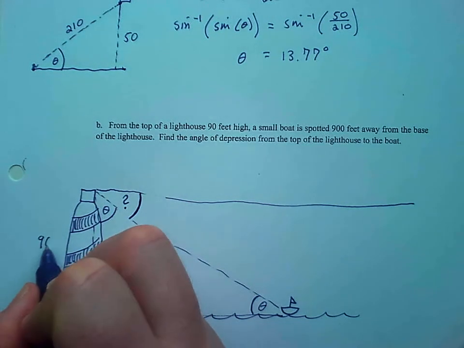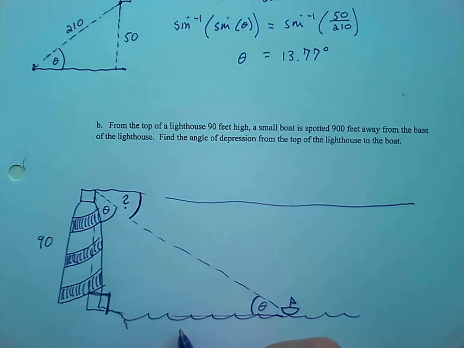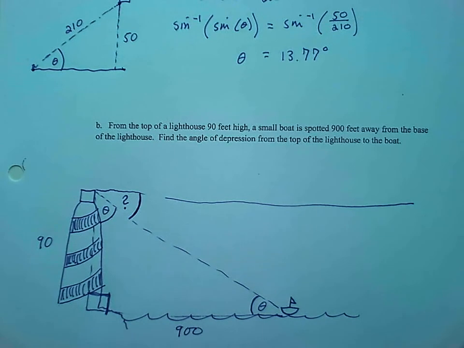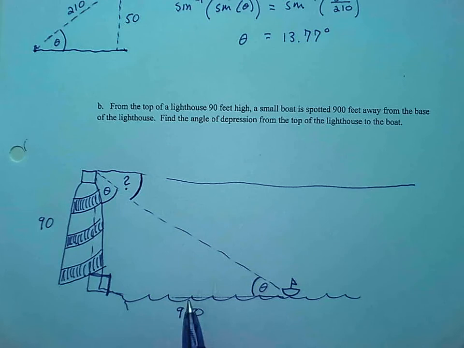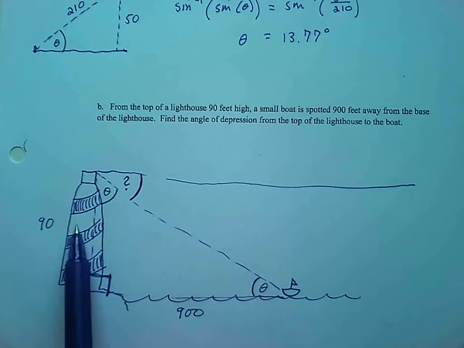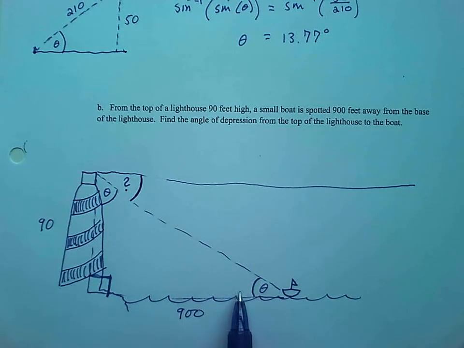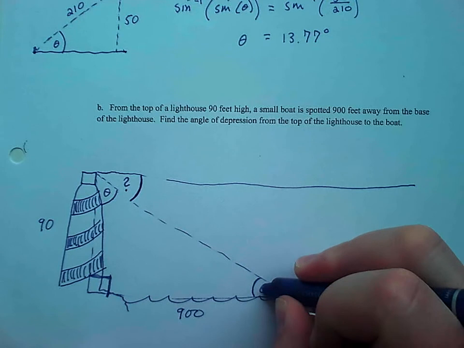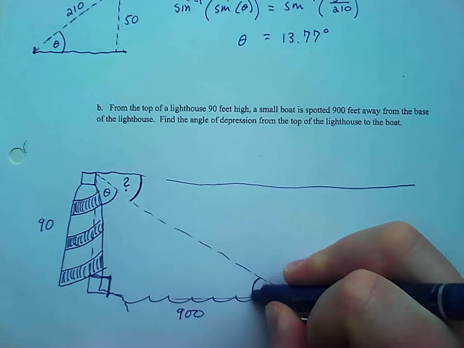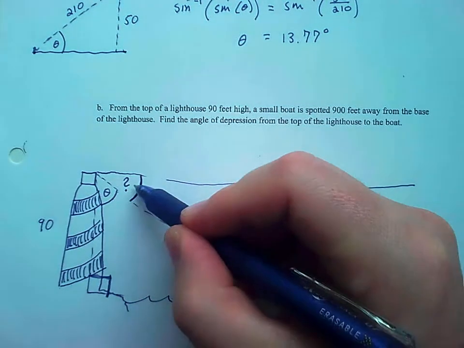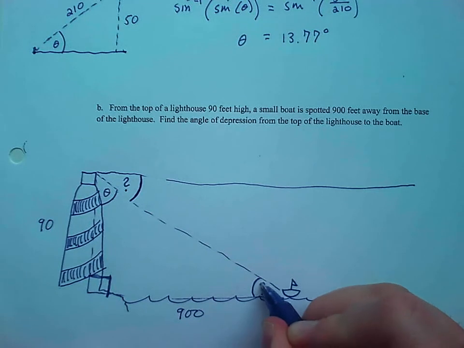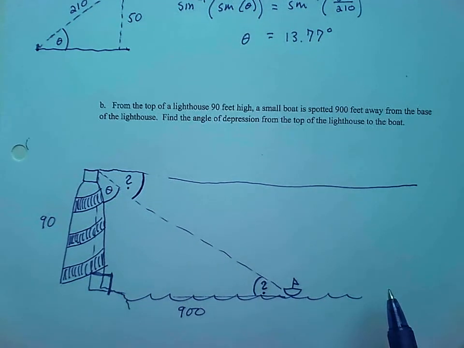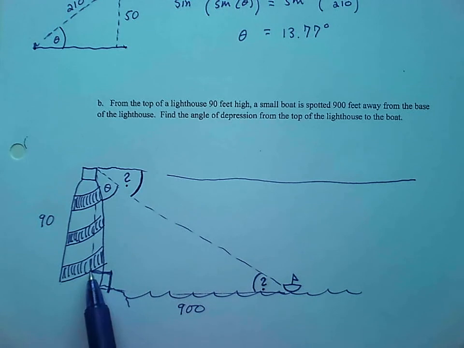Alright, so let's take a look here. Our lighthouse is 90 feet high, and our boat is 900 feet away. So one of the things that we can do is that we know we have this side over here, which is opposite this angle. I'm messing this up. This angle right here is not the same thing as theta. This angle right here is going to be the same thing as this question mark. So now we have it right.